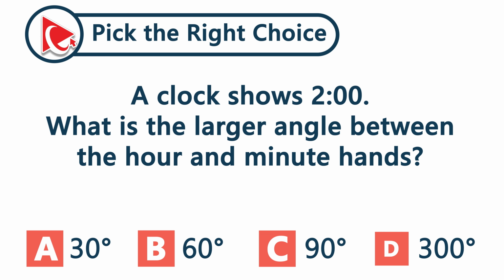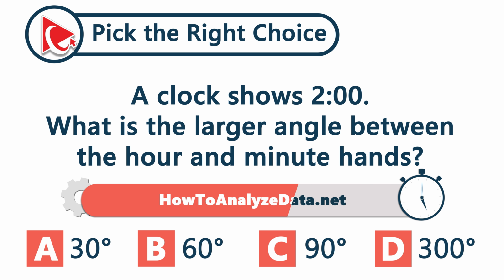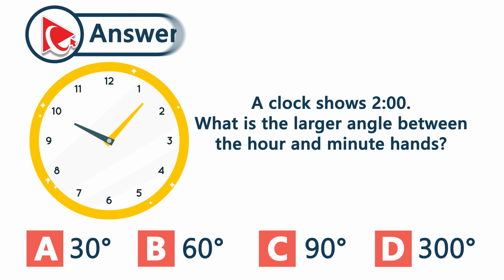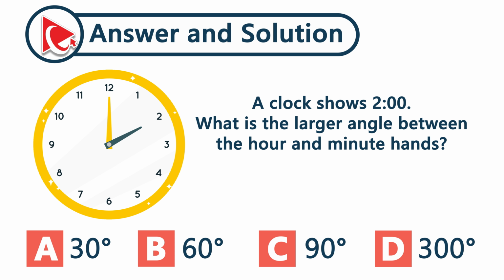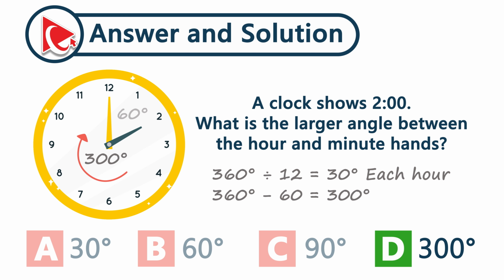What is the larger angle between the hour and minute hands when a clock shows exactly 2 o'clock? Let's break it down. Each hour on a clock represents 30 degrees. 360 divided by 12 equals 30 degrees. The angle between minute and hour hands is 60 degrees, since there are 2 hours between them. But the larger angle between hour and minute hands is 300 degrees, which is calculated as 360 minus 60. And the correct answer here is choice D, 300 degrees.